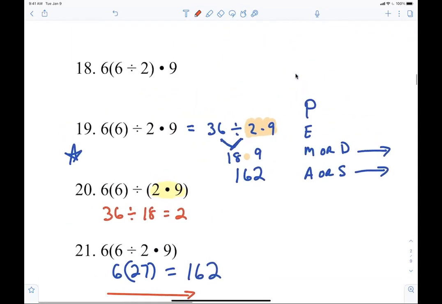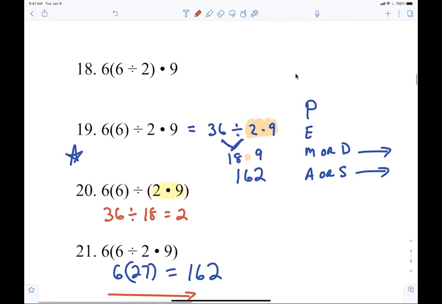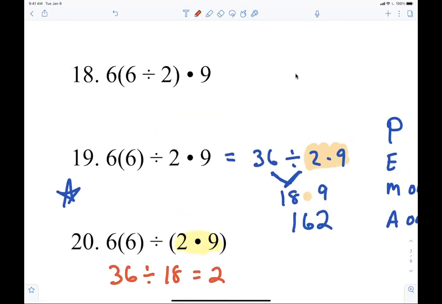All right, Mikey, were you up? Tell me about number 18. On number 18, divide 6 by 2 first. Yes. That's 3. And then 6 times 3, which is 18, and then 18 times 9, which is 162. Wow, Mikey, thank you very much, buddy.